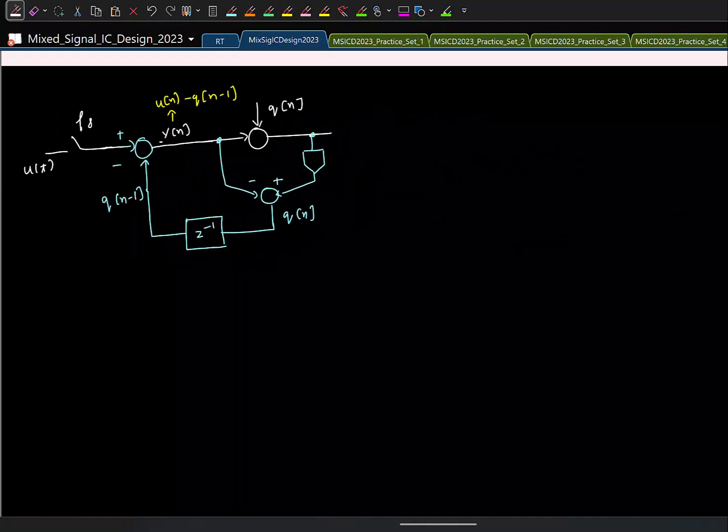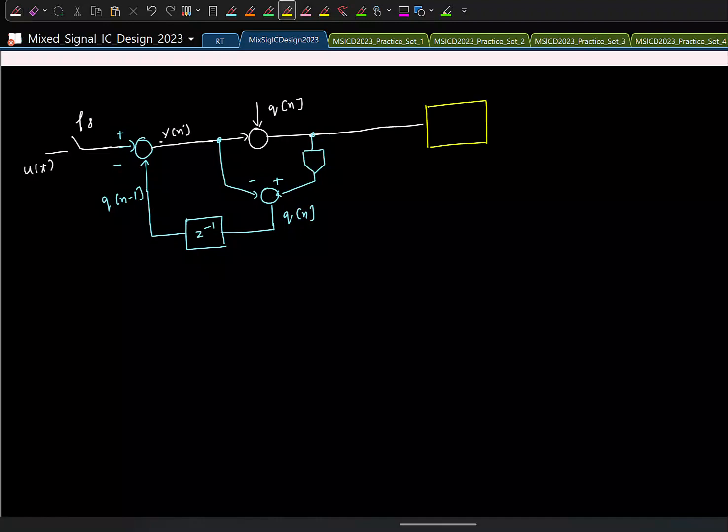So the output, as we just discussed, we have to put a low pass filter. And remember, the output here is digital data or analog data? Digital data. So what kind of low pass filter will it be? Analog or digital? It will be a digital low pass filter. So it's easy to design.